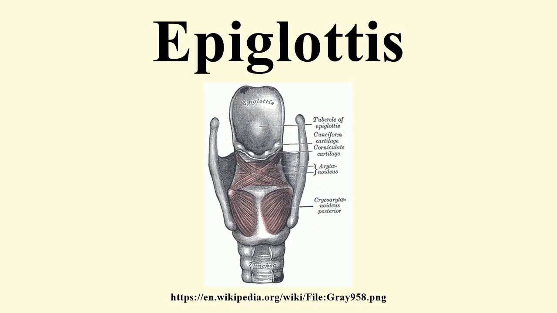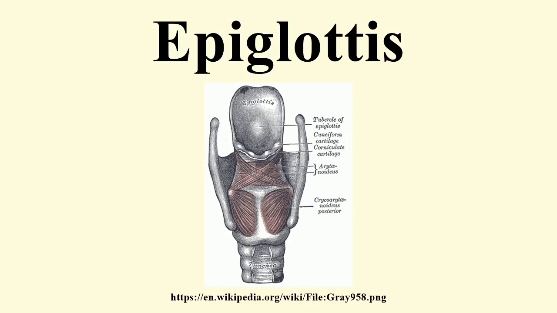Structure. The epiglottis is shaped like a leaf, with the stem attached to the anterior part of the thyroid cartilage. The epiglottis is one of 9 cartilaginous structures that make up the larynx. During breathing, it lies completely within the larynx. During swallowing, it serves as part of the anterior of the pharynx.